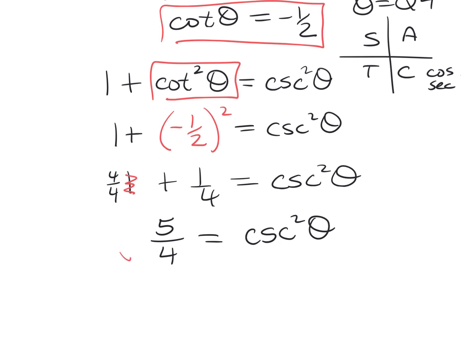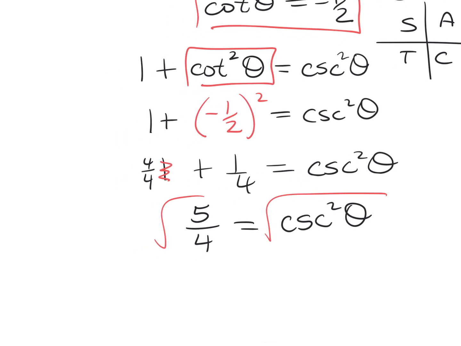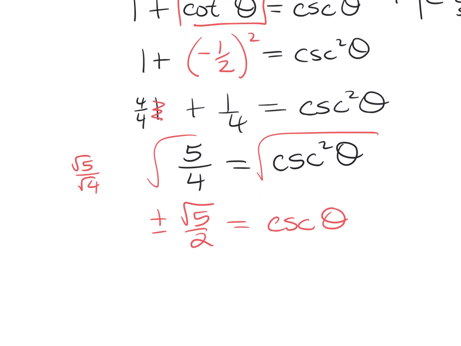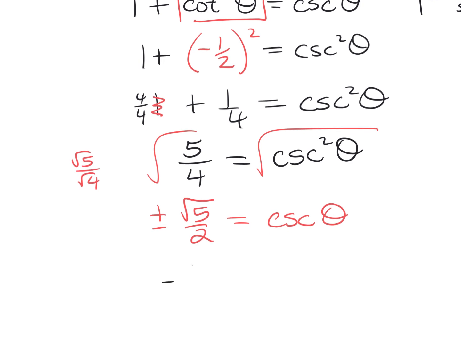I need to square root it. So again, remember, I can do them separately. So then this gives me positive and negative square root 5 over 2 is equal to cosecant theta. Now, that's all we wanted to find, but we have to figure out which one we keep, the positive or the negative. Negative. And we keep the negative because we're in quadrant 4. So negative square root 5 over 2 is equal to cosecant of theta.